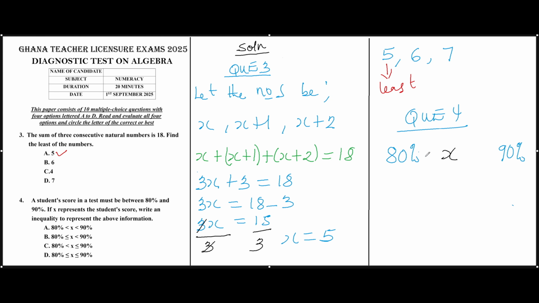And again, the student score must be between 80 and 90, meaning that we are not supposed to include 80 and 90. So we are looking at the range of numbers that is found between 80 and 90. So we have less than and then less than. So with this, the right answer to question 4 is also option A.